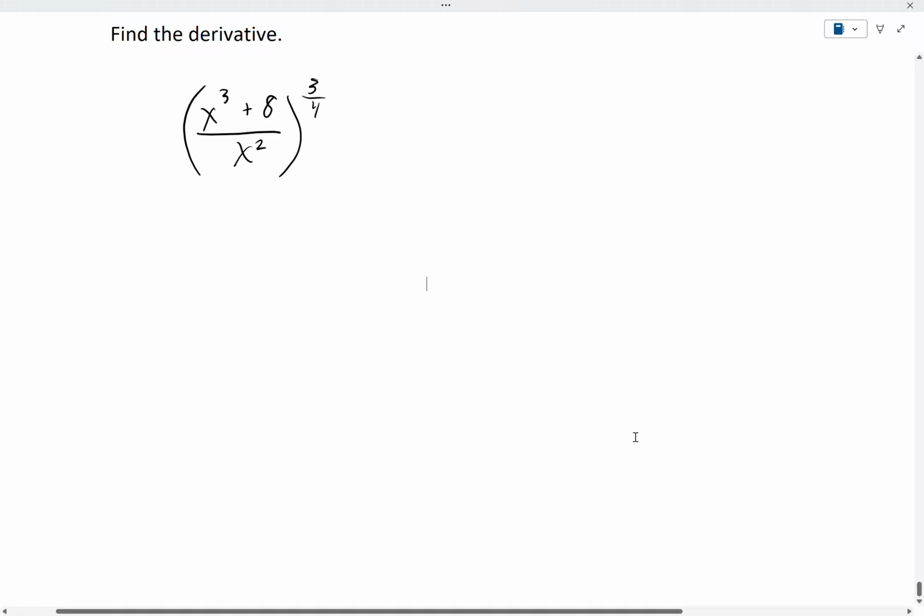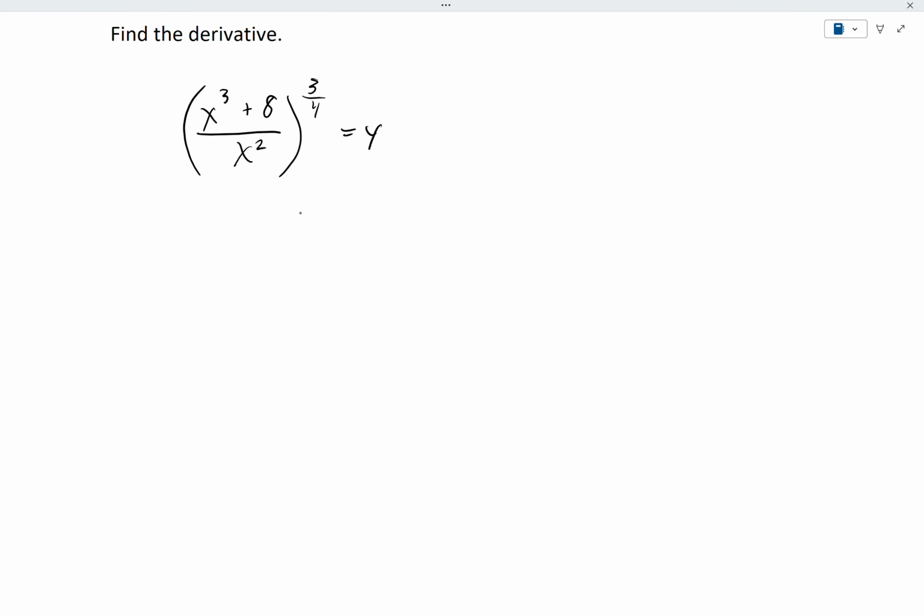Today we're going to be combining a couple of derivative rules to find the derivative of this function that's on the screen right now. Just looking at this function, you can tell that there is an outer function and also an inner function. So it looks like we're going to base all of this off of the chain rule. So I'll start off with the chain rule.